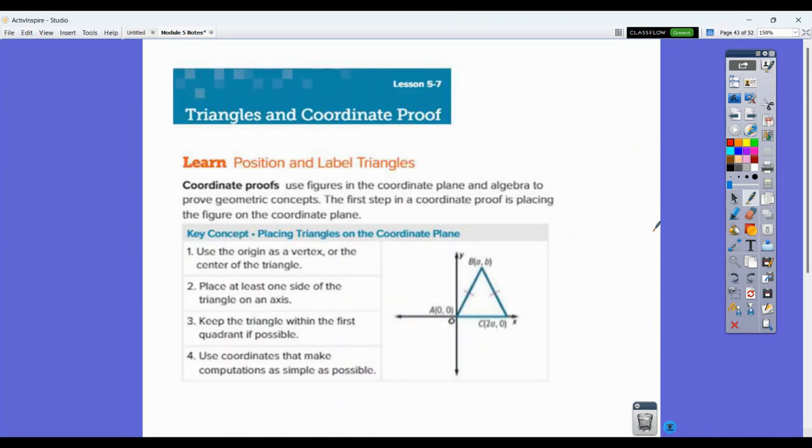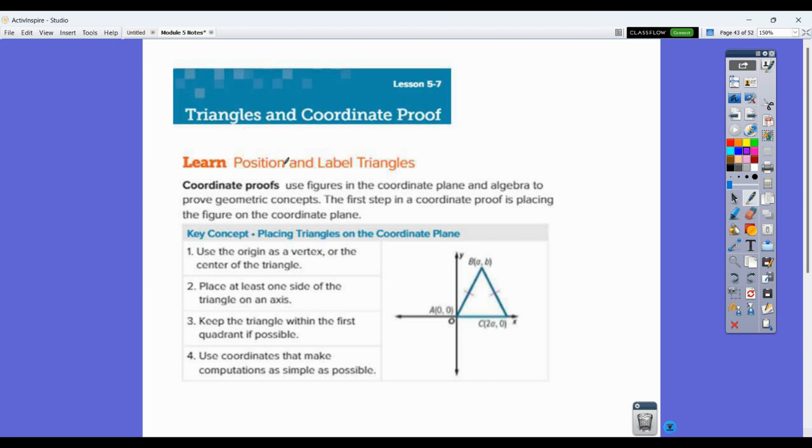Okay, students, lesson 5-7, triangles and coordinate proof. Some of you are going to love this, some of you are going to love to hate it. So it is a little bit different, but let's see if we can help you figure this out. There's a little more algebra and kind of problem solving involved here.